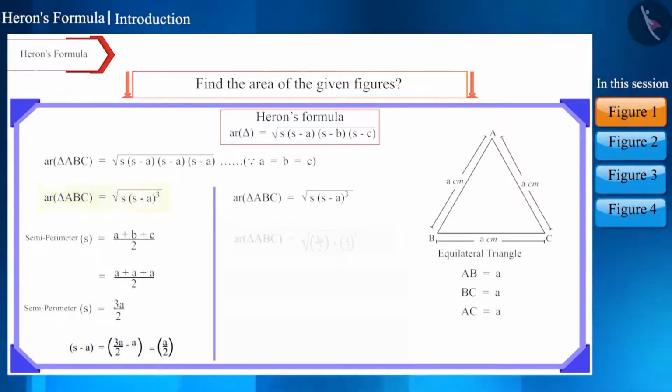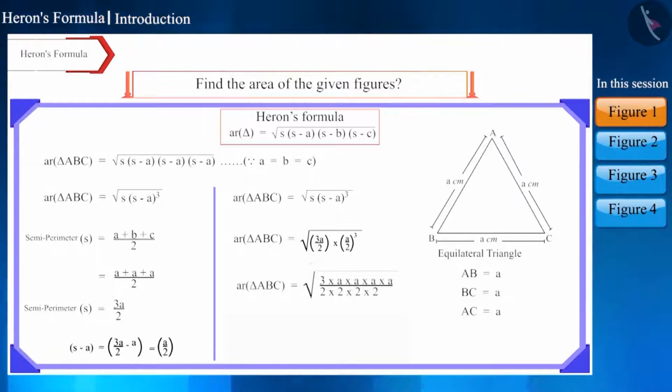Substituting in the formula, we will get within square root, 3A divided by 2 multiplied by (A divided by 2) raised to the power of 3. We can also write it in fractional form as follows. This expression is the formula for the area of an equilateral triangle.